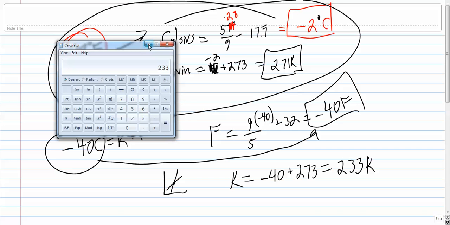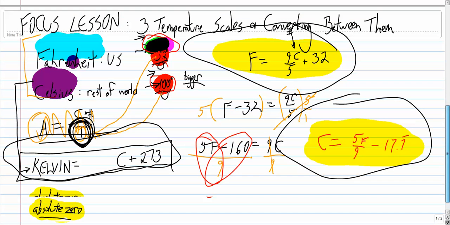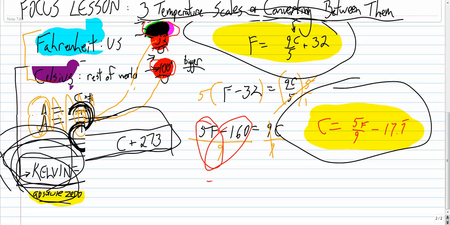So there you go. That is some notes, some lecture, call it a focus lesson on the 3 temperature scales and how to convert between them, and who uses what and which one is the best. Kelvin.